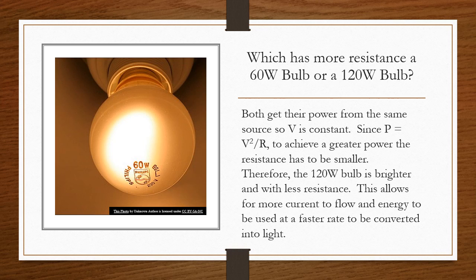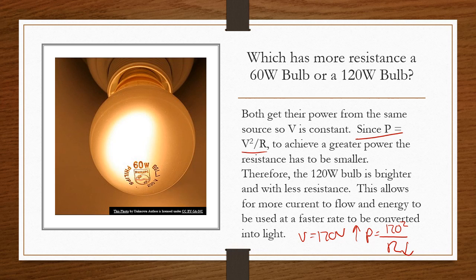Since P equals V squared over R, and this is important, the voltage for both light bulbs would be 120 volts, right? And P would be 120 squared over R. To increase P, we are going to have to decrease R.